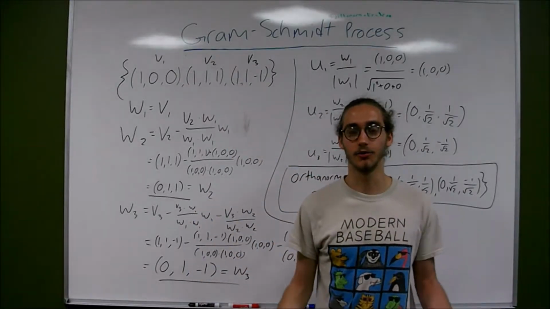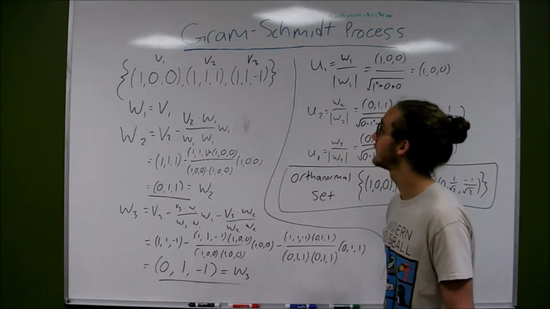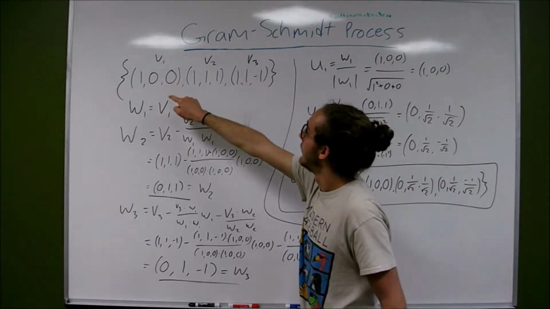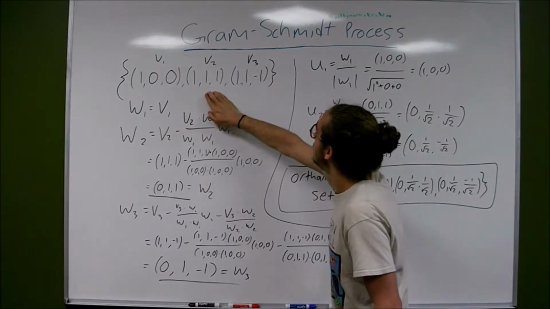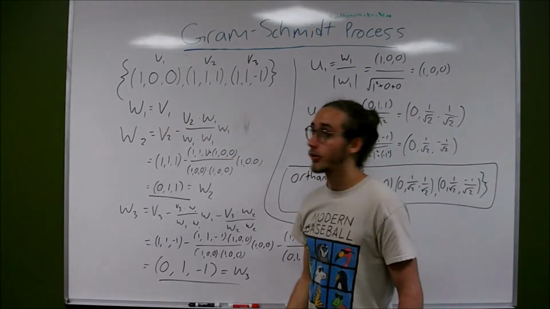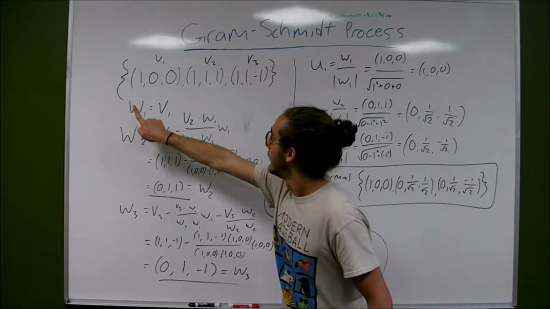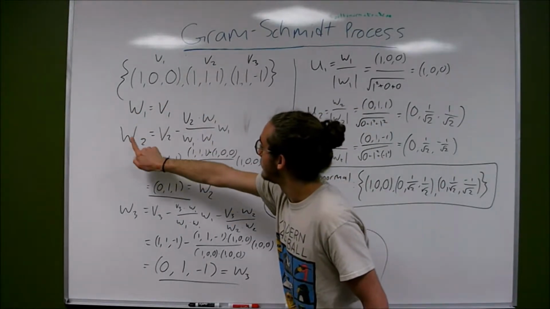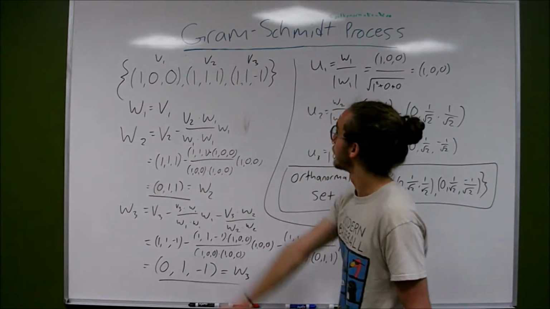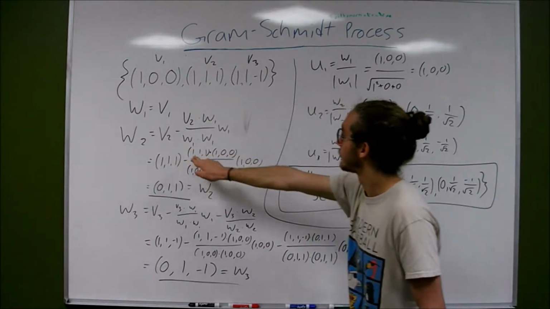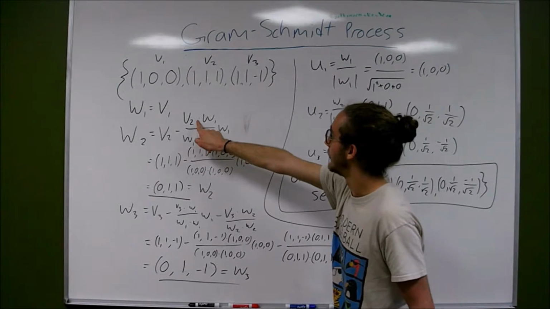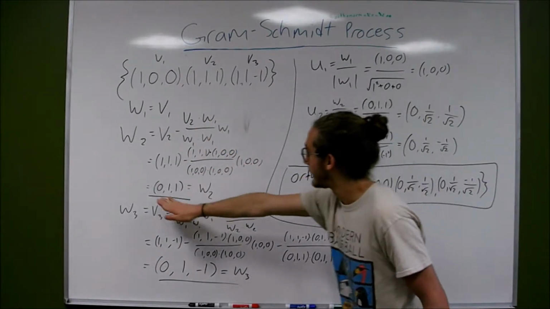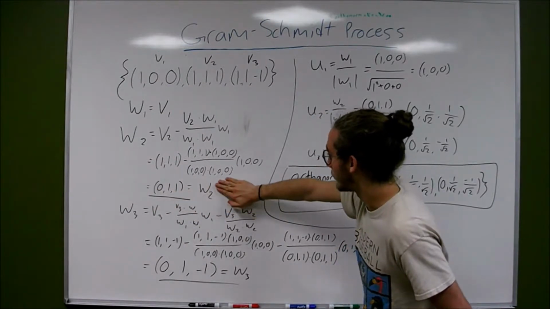Hey guys, I'm going to show an example of the Gram-Schmidt process. So we've got our original set of vectors here with V1, V2, and V3. So we're going to begin by setting W1 equal to V1. We now need to find W2. So we're going to take our V2 and subtract the projection of V2 onto W1. From that, you work out the numbers and you get that (0, 1, 1) is equal to W2.